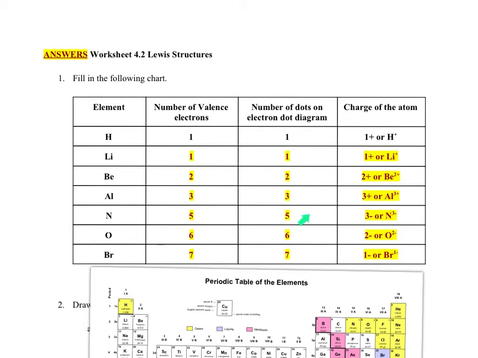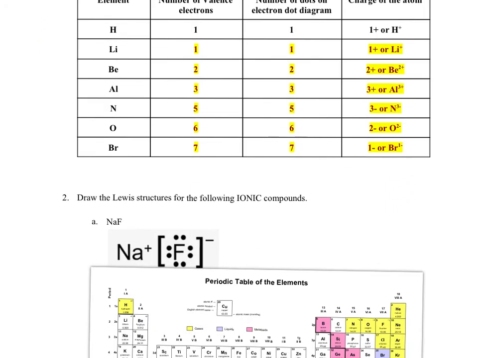But nitrogen's a nonmetal, and it's easier for nitrogen to gain 3 electrons, so a 3 minus, to reach an octet instead of losing electrons to its inner shell below the one that you're already in. Oxygen has 6 valence electrons, it would prefer to gain 2 electrons to become a 2 minus to reach 8, and bromine has 7 valence electrons. It's easier for it to gain 1 electron to become a Br 1 minus to reach its 8 electrons.